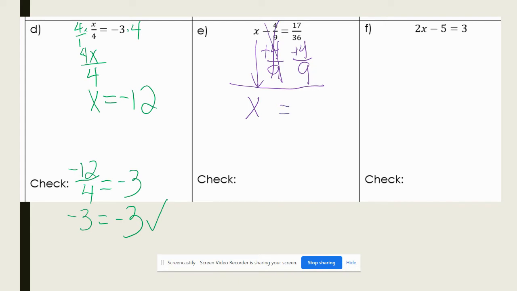You can either add this in your calculator, or remember to add fractions, you need to have common denominators. I have to multiply the 9 by the 4 to get to 36. Whatever we do to the bottom, we do to the top. So that's 16 over 36. 17 plus 16 is 33 over 36.